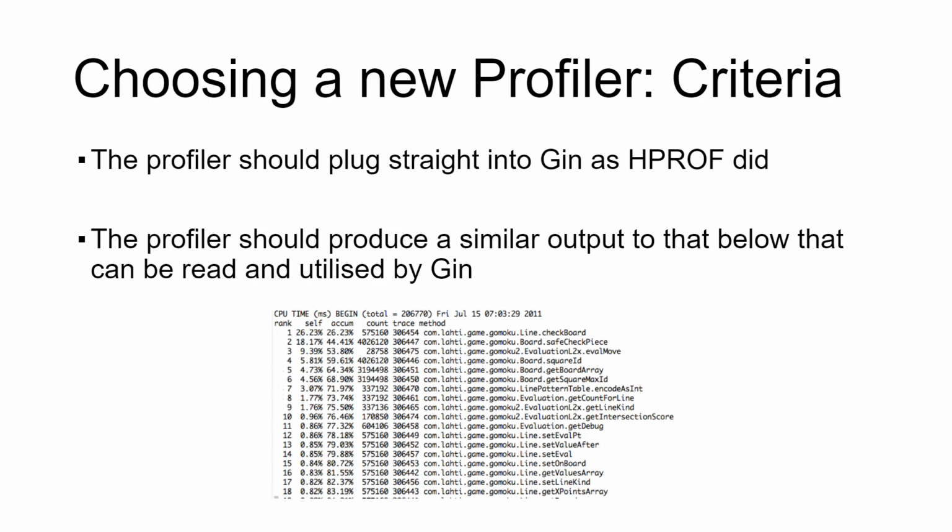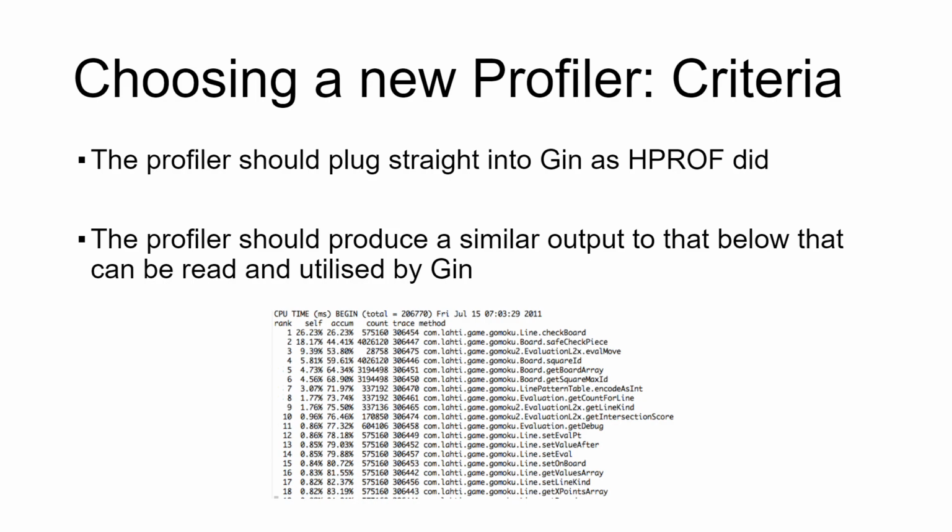It was just run with some command line flags in Gin when we run a program. So a new profiler should run similarly to this. And this little bit of text at the bottom is the HProf output that we were seeing. The thing that we're most concerned about is the far left, the rank.